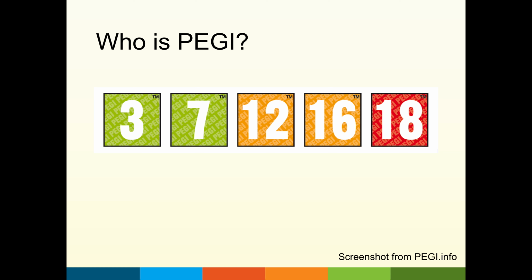PEGI 7: game content with scenes or sounds that can possibly frighten younger children should fall in this category. Very mild forms of violence, implied, non-detailed, or non-realistic violence are acceptable for a game with a PEGI 7 rating. PEGI 12 video games show violence of a slightly more graphic nature towards fantasy characters, or non-realistic violence towards human-like characters would fall in this age category.